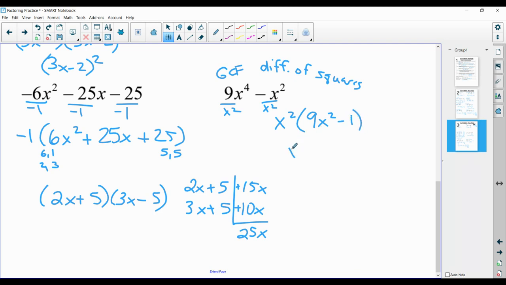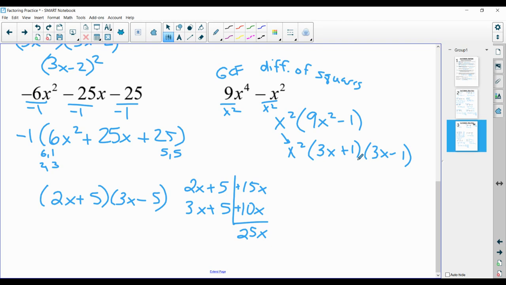And so if I factor this, I'm going to have x squared. This is now a difference of squares. 9x squared, the square root of that is 3x, plus 1, and 3x minus 1. And so again, this is an example where we factored our GCF, we have our leftovers, but then we have to go one step further. Be careful not to forget to bring that GCF along for the ride. All right, there's our final answer, x squared times 3x plus 1 times 3x minus 1.